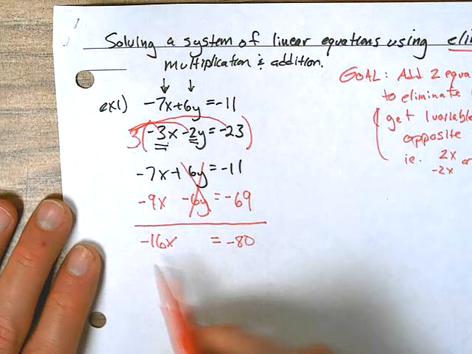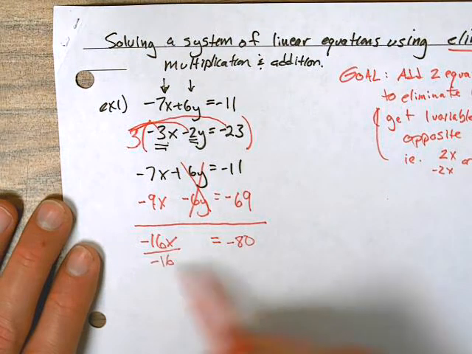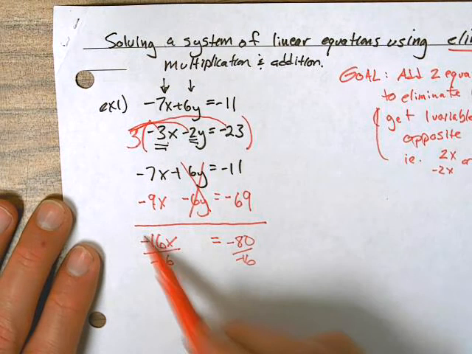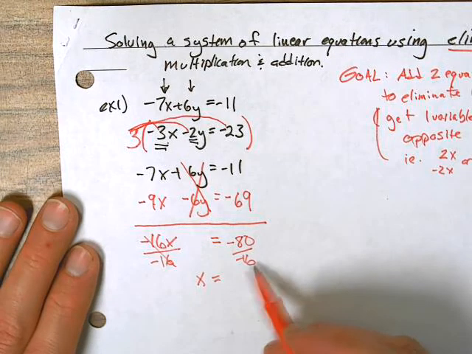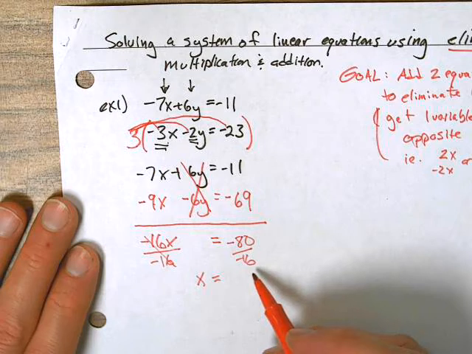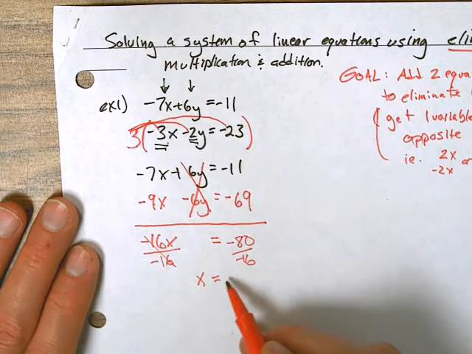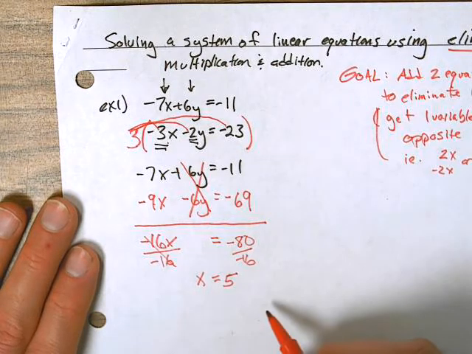And so we have to divide by negative 16. So I'm going to have a positive value. What is that? I think that's 5. 5 times 10 is 50. 5 times 6 is 30. 50 and 30 make 80. That sounds right. So I get x is 5.